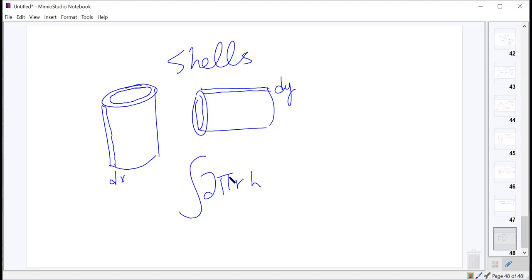The chances of you needing shells is 0. The chances of shells making something easier, I would say, is about 1 in 20. I've seen one question in the last 20 years of free response questions where using shells would have made it easier. But I just want you to have it as a tool at your disposal, just in case it does seem easier when you're doing the test.